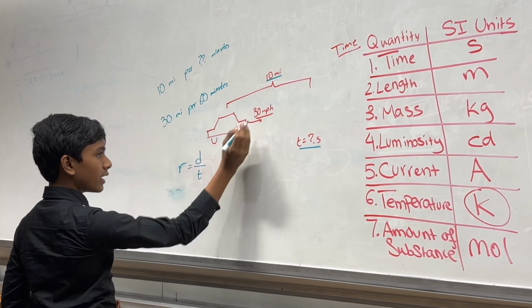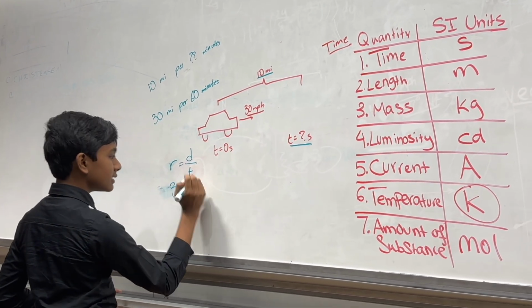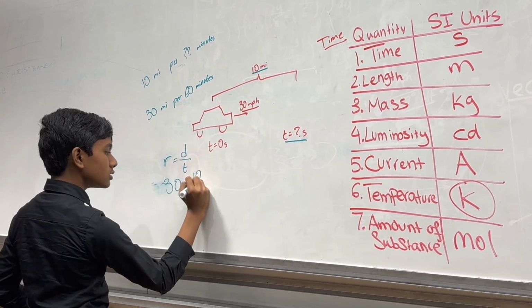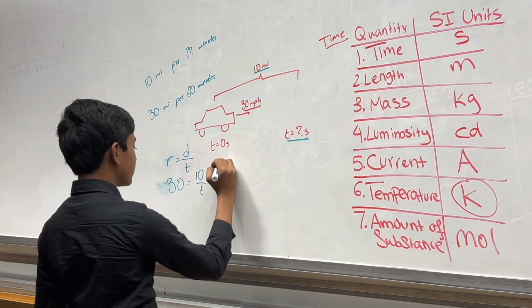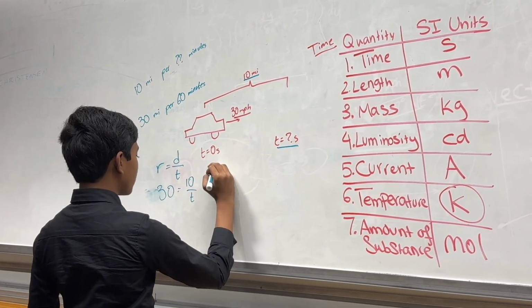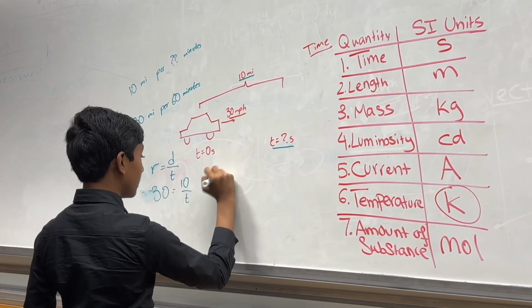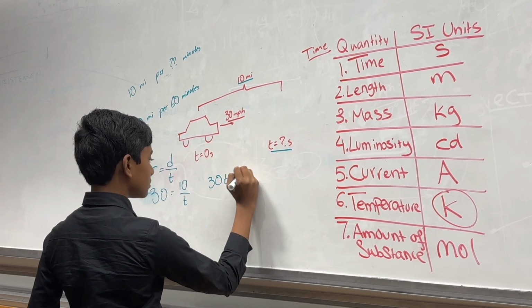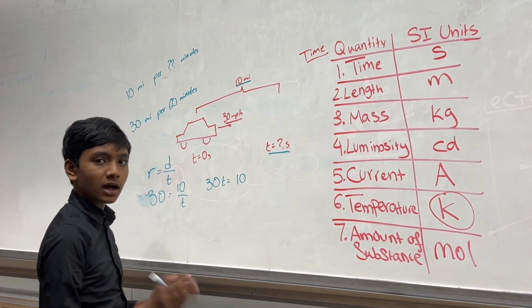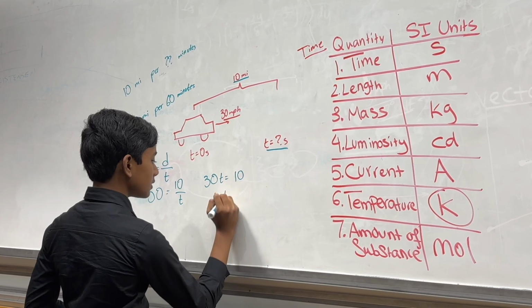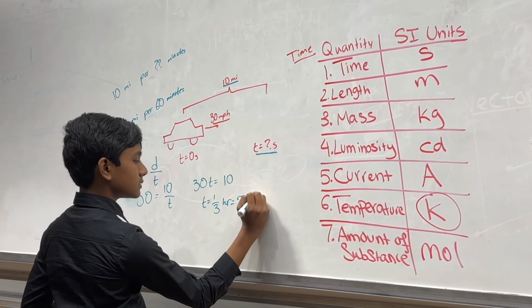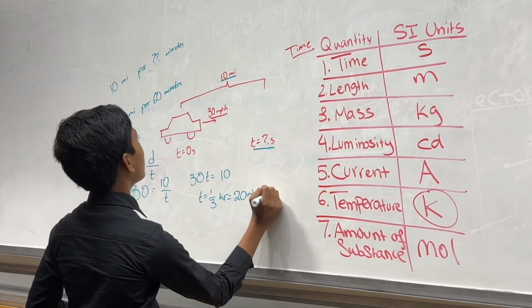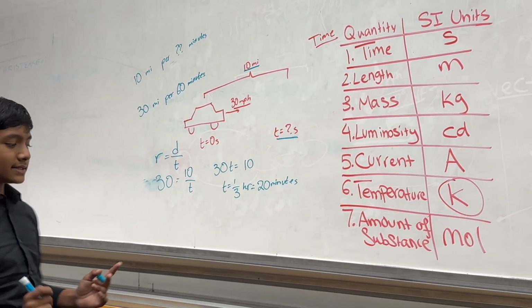No, the rate right now is 30 miles per hour. The change is 10 miles. So it should be very trivial to find the time. All you have to do is multiply both sides by t, and then divide both sides by 30, which gives you 20 minutes to travel 10 miles. So that's an example of time.